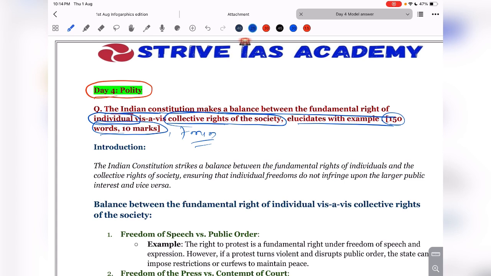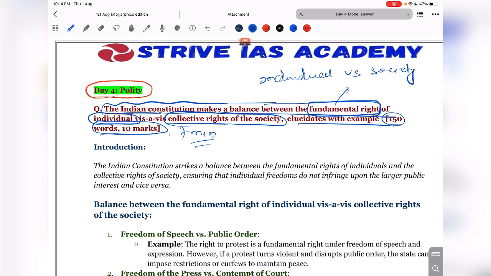So first you need to try to understand the core demand of the question. What is the core demand of the question? The Indian constitution makers balance between the fundamental right, that means your own right, individual rights, versus society. The question is talking about the constitution making a balance between the individual right, the individual right of myself, I am a human being, so I have some individual rights, and versus society, because I am part of the society, so society also needs to have some fundamental principles, so that there should be peace, harmony, tranquility in the society.